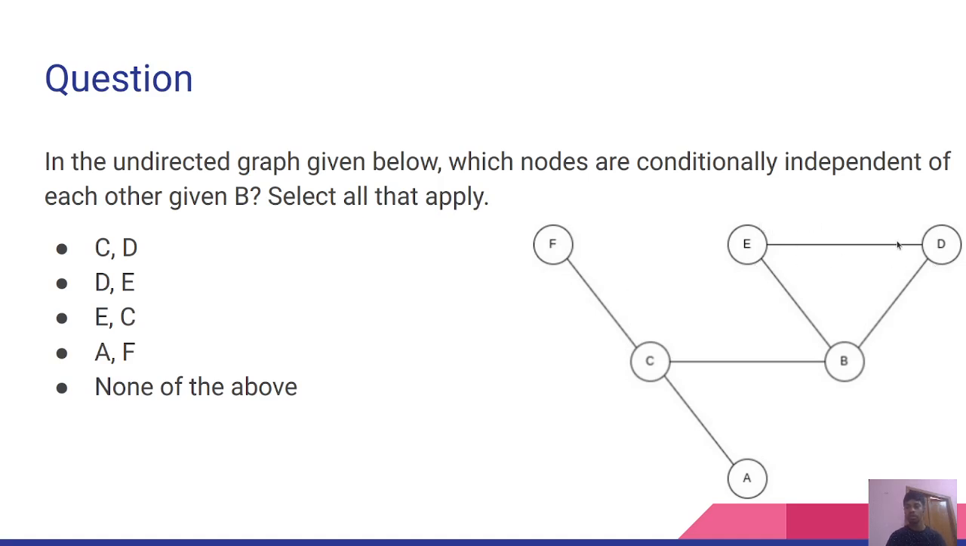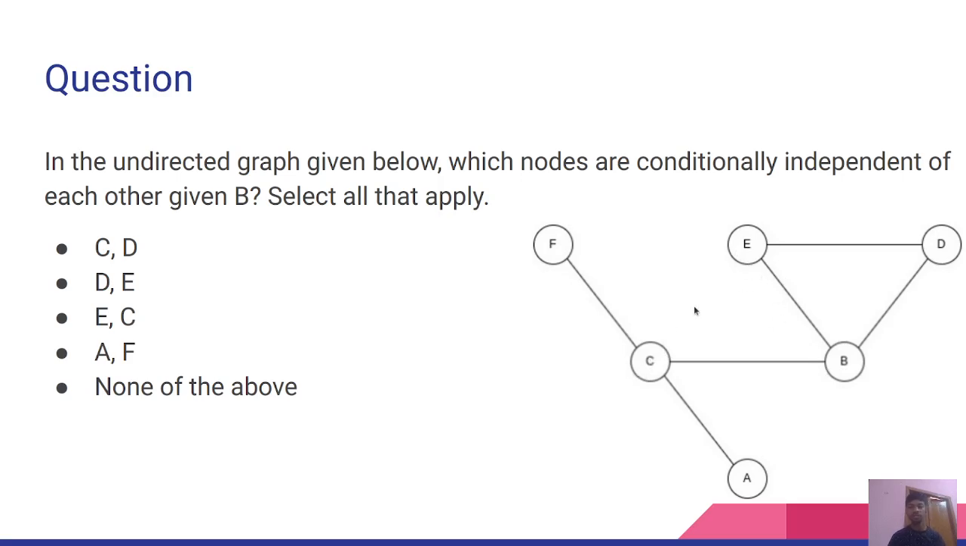Okay. Then E to C, E here and C here, and we have B given. Are they independent? Yes, because B is blocking, so from E to C we cannot reach. So that is why this is also independent.